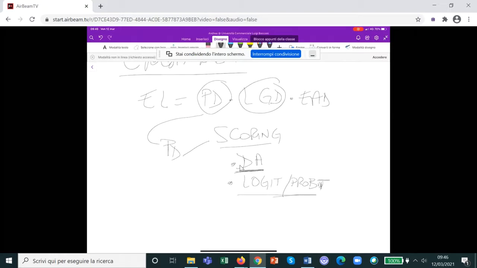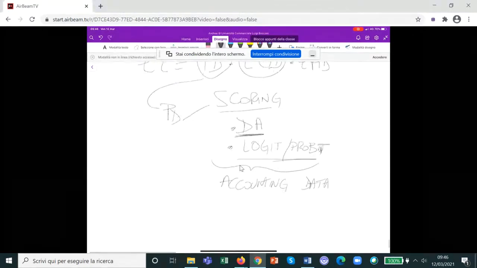And these models are mostly based on accounting data, so balance sheet data, and I would say also behavioral data, i.e. how borrowers behave with respect to loans.